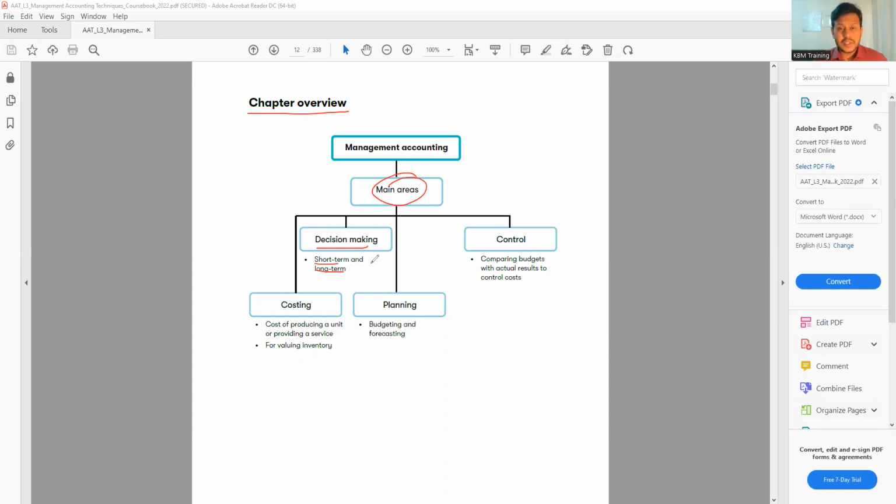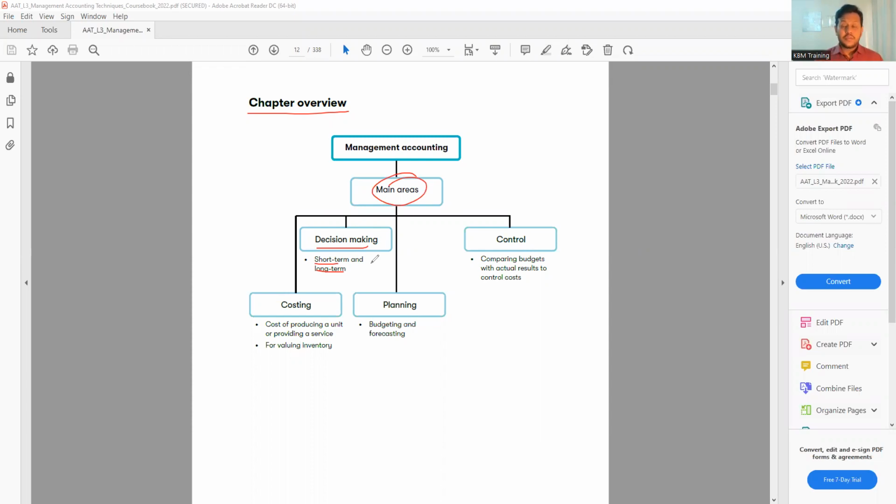For short-term decisions, normally, if you'd like to invest in any project and you think the return will be within a year, or less than 5 years. It depends on the company, but normally it is definitely less than 5 years.